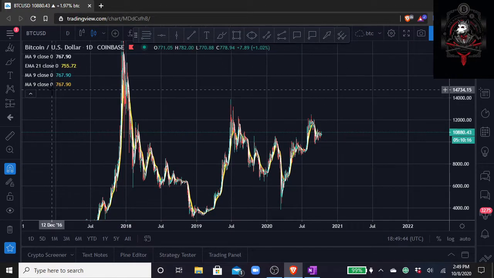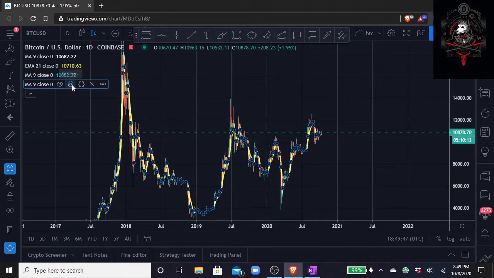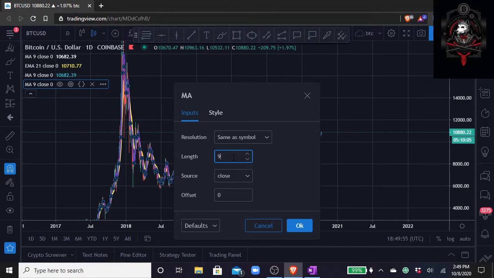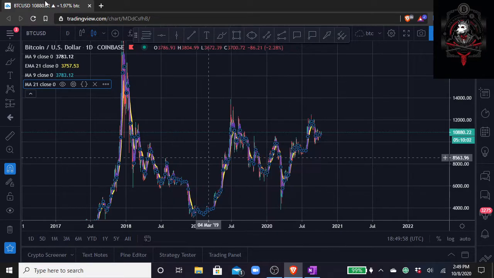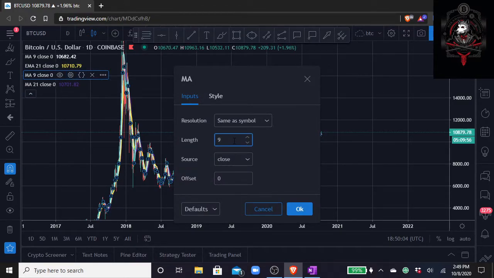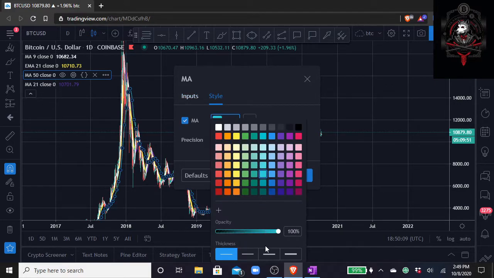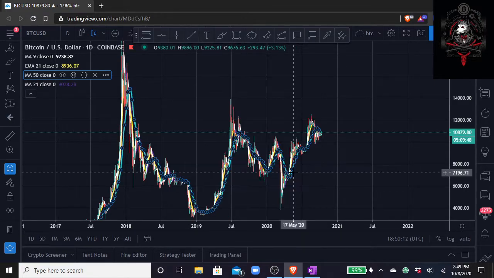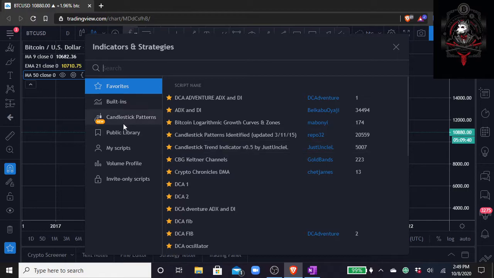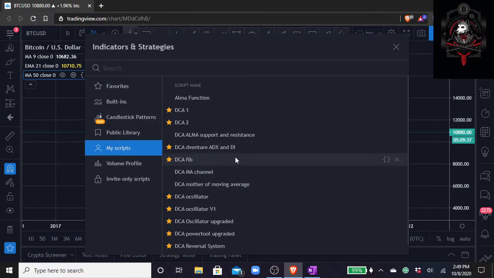Get some of my moving averages that I like to use up here. This one we're going to call purple. I'm going to say it's the 21 moving average. Call this one the 50. Oh, already got a 21. And then we'll go ahead and throw the DCA trading script up on there.